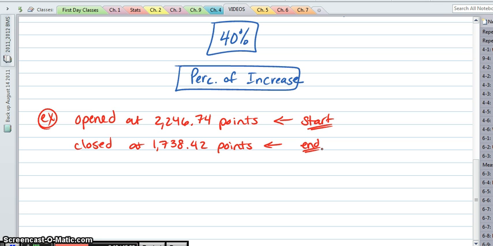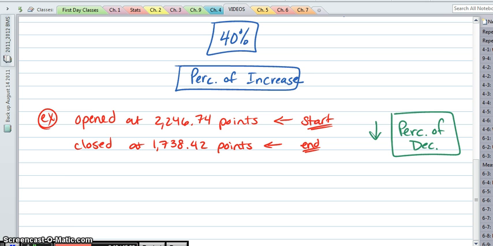So the question is, well, what's the percent of change? Well, we're going from about 2,000 points down to about 1,700 points. So right away, we should be able to recognize whether or not this will be a percent of increase or a percent of decrease. So going from around 2,000 to about 1,700, we should see that we are going down. So this will be a percent of decrease.